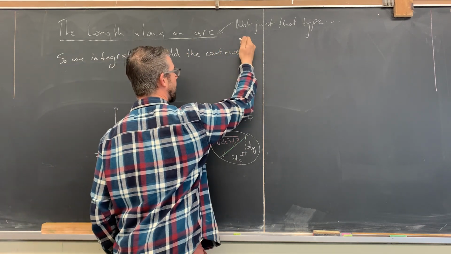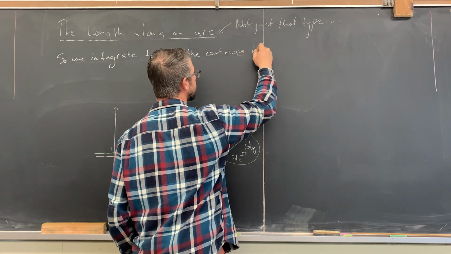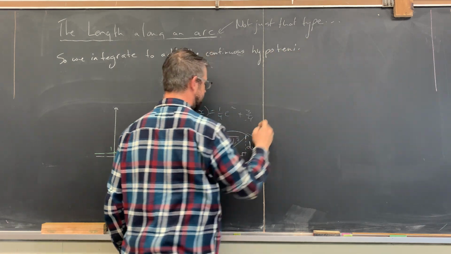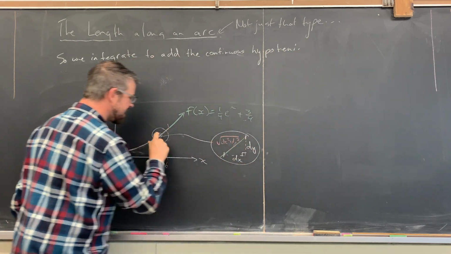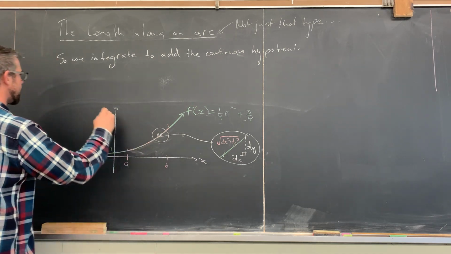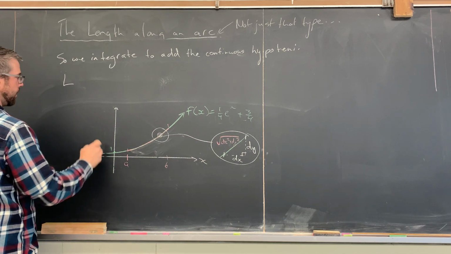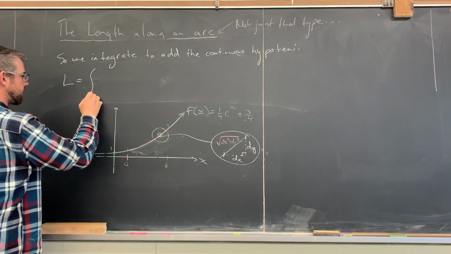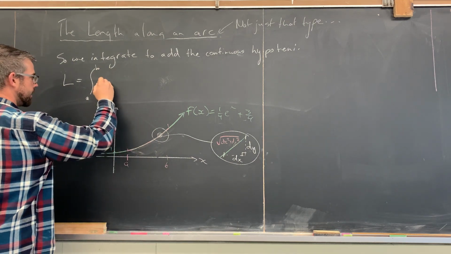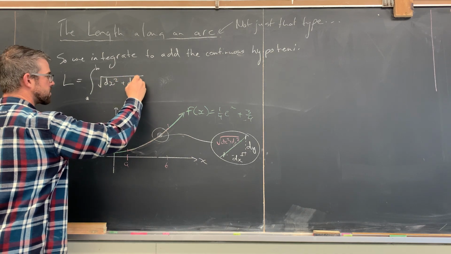I'm going to call them hypotenae, and I'm going to spell continuous correctly. Calling them hypotenae because I'm going to have infinitely many hypotenuses, and I just feel like hypotenae sounds better. So my length, which I'll call capital L, is going to be the integral from a to b, from here to here, of all of my hypotenae. So that's the square root of dx squared plus dy squared.